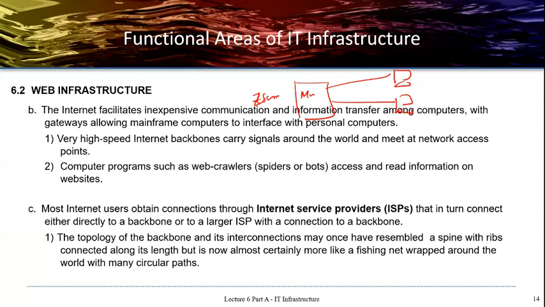So we were talking about backbone signals around the world to meet the very high speed internet backbone. Computer programs such as web crawlers, spiders, and bots access and read information on websites. Most internet users obtain connection through internet service providers. So we connect to an ISP, either Dialog, SLT, Hutch, or anything. That in turn connects either directly to the backbone or to a larger ISP with a connection to the backbone. So we don't mind. I mean, we get a connection from a Dialog 4G router.